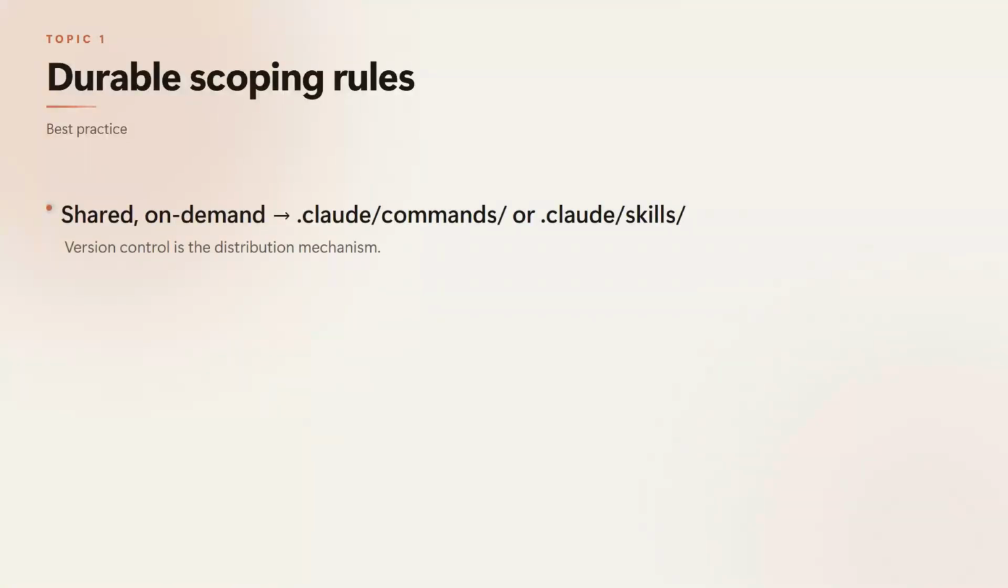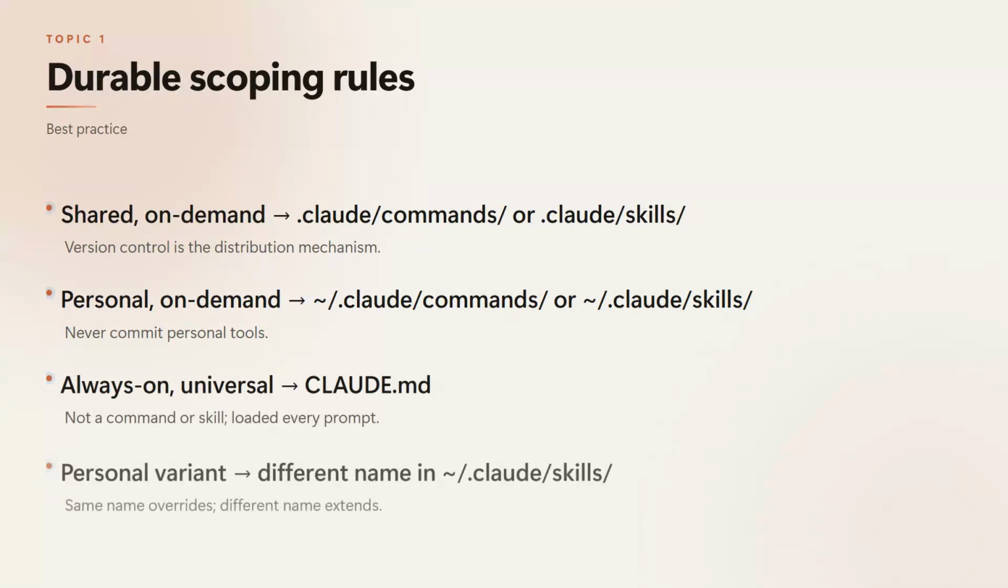The durable rule is this: answer who needs it and whether it loads always or on demand. Shared and on demand goes in .claude/commands/ or .claude/skills/, committed. Personal and on demand goes in ~/.claude/commands/ or ~/.claude/skills/. Always-on universal standards go in CLAUDE.md. And when you create a personal variant of a shared skill, give it a different name. The reason you reject the same-name approach isn't just about your own environment, it's that overriding the shared name is how you silently change a teammate's behavior if your config ever leaks. Different name means you extend, not replace. That rule holds whether you're building a system today or next year.